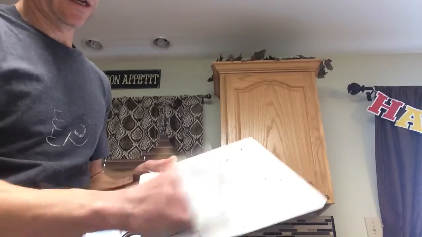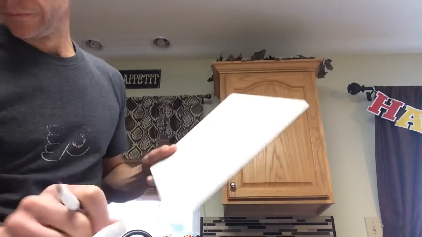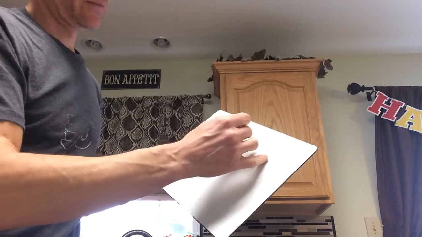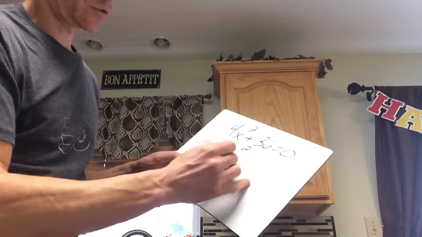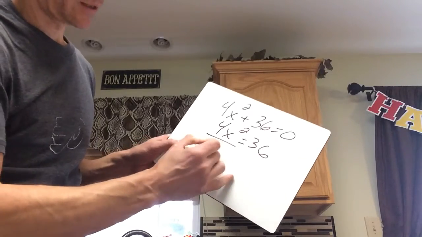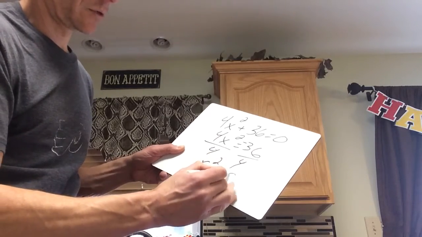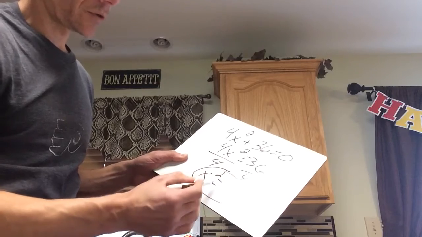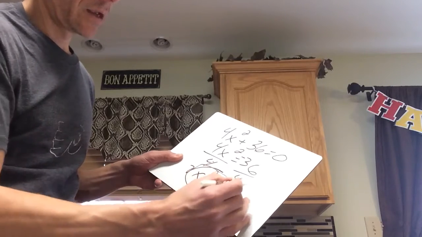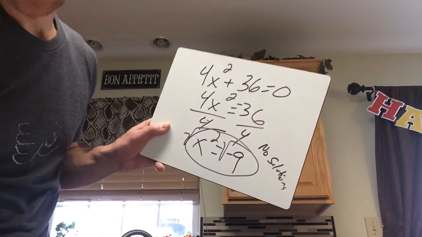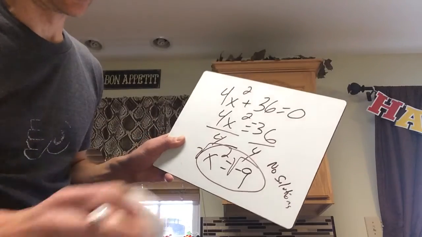All right, what happens if we don't have a solution? So let's say we had an equation like 4x squared plus 36 equals 0. We go ahead and subtract 36 from both sides. 4x squared equals negative 36. Divide both sides by 4. X squared equals negative 9. Now think about that. If I try to take the square root of a negative value, there's no solution. So when that happens, you would write no solutions. Can't take the square root of a negative value.